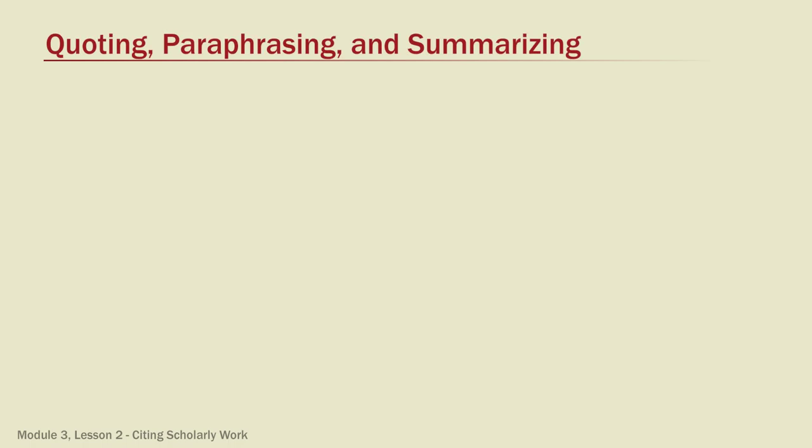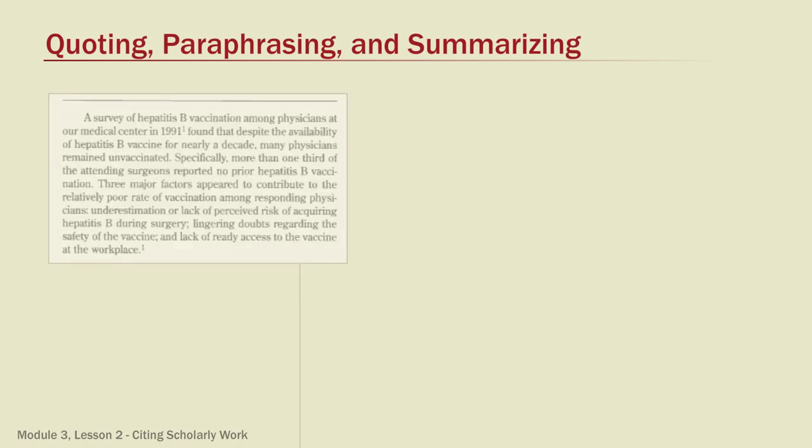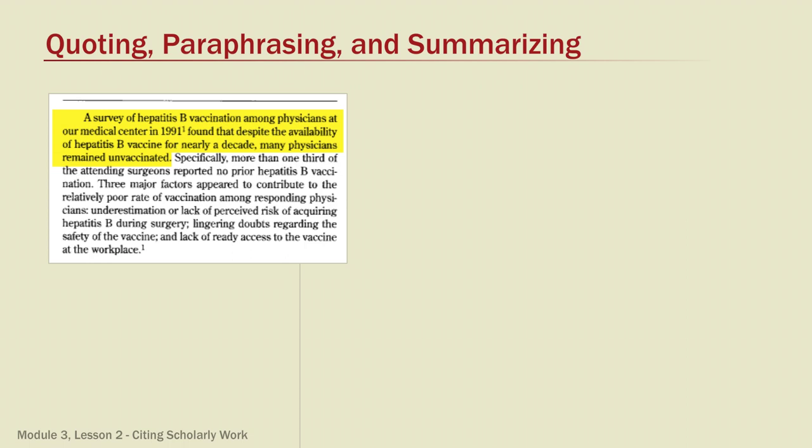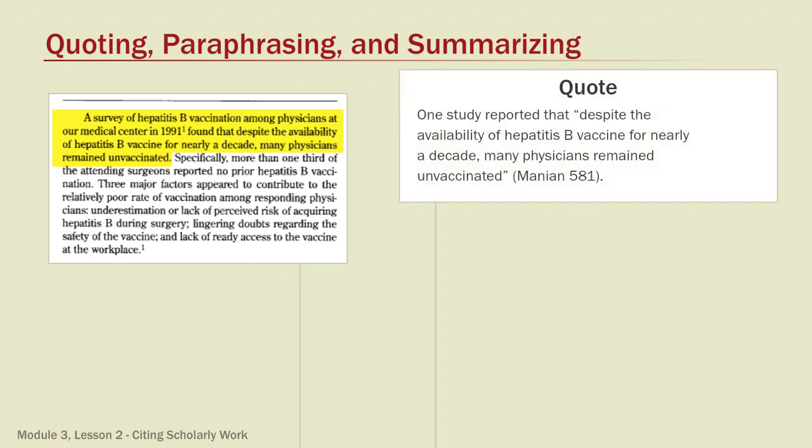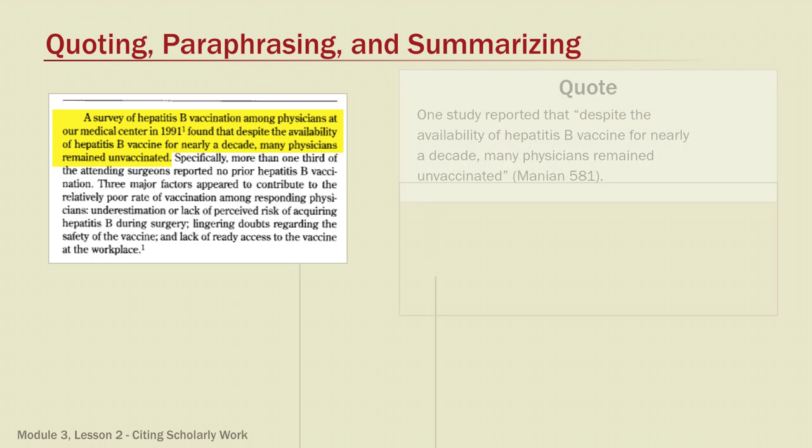Quoting, paraphrasing, and summarizing. There are different ways to use information from your sources in your own writing. Quoting is the most straightforward. You use another writer's words exactly as they appear in the source material. When you quote a source, you must enclose the quoted material in quotation marks. This gives readers a visual cue that these are not your own words.